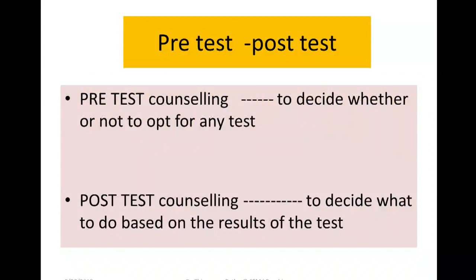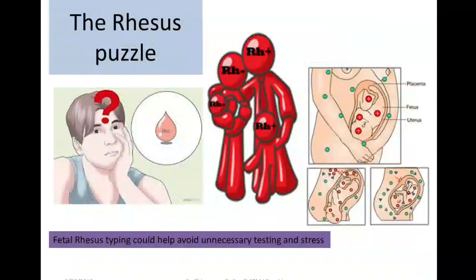And the pre-test counseling has to be done to decide whether or not to opt for any test, and a post-test counseling to decide what to do with the results of the test. The other use of cell-free DNA could have been to solve the rhesus puzzle. Now, we all know that when a mother is rhesus negative and she is carrying a fetus who is rhesus positive, because of the same reasons as said before, there could be interchange of cells between the fetal and the maternal interface, and rhesus positive cells could come into the mother's circulation. Now, when rhesus positive cells come into a rhesus negative mother, she develops antibodies against them, and these antibodies stay on for a long time.